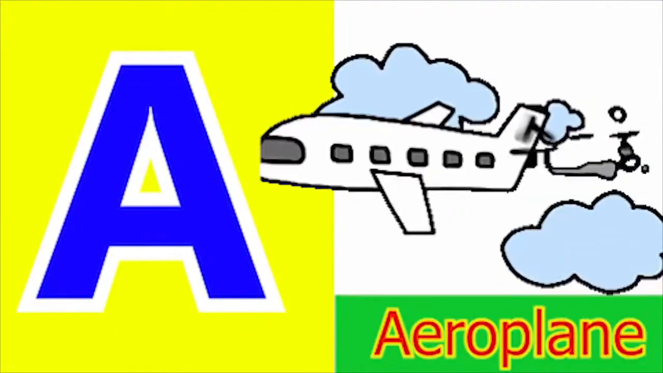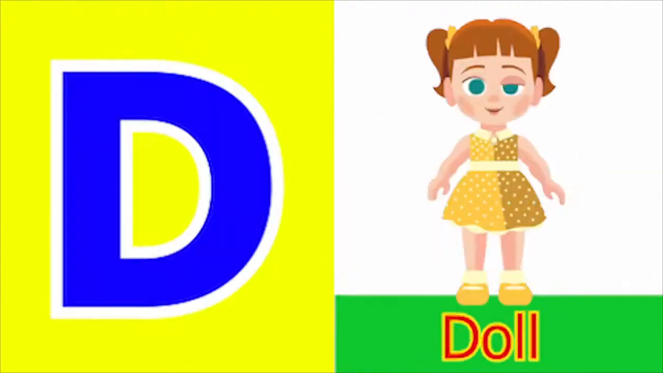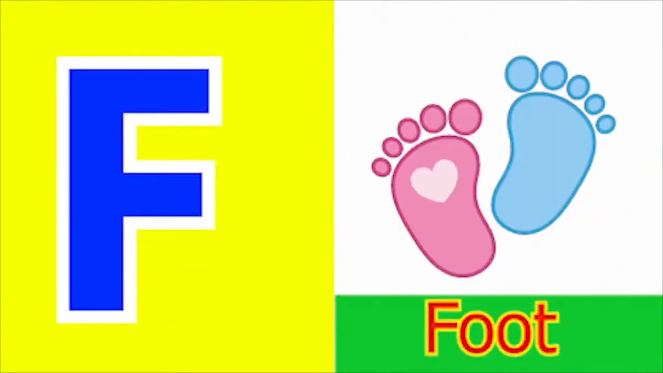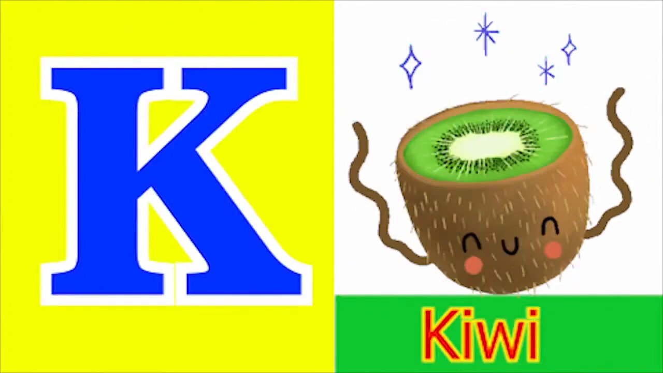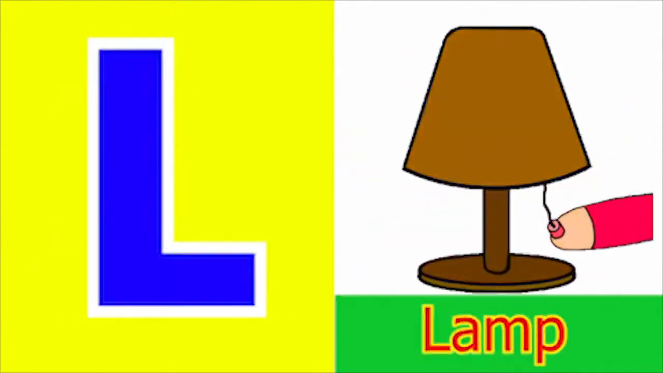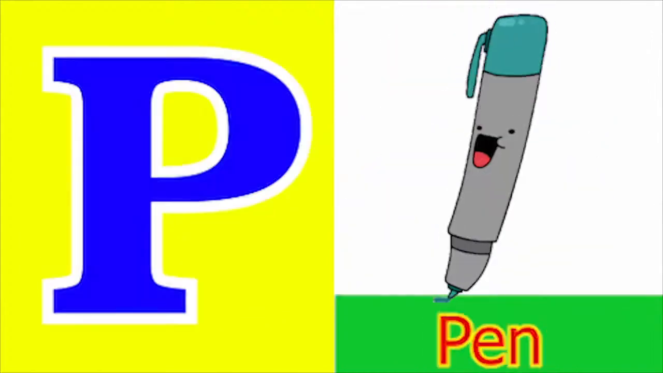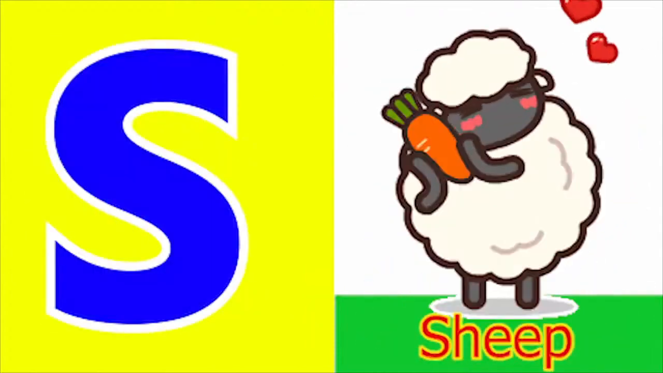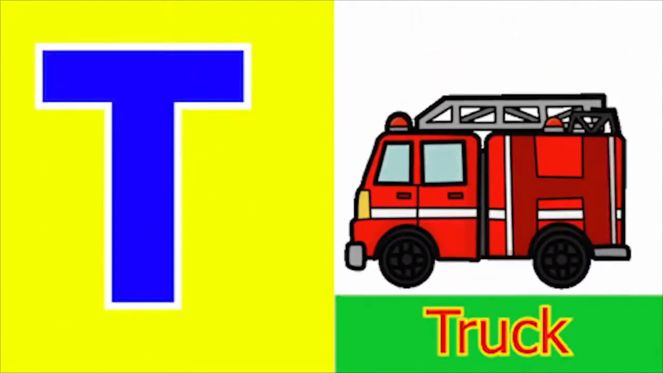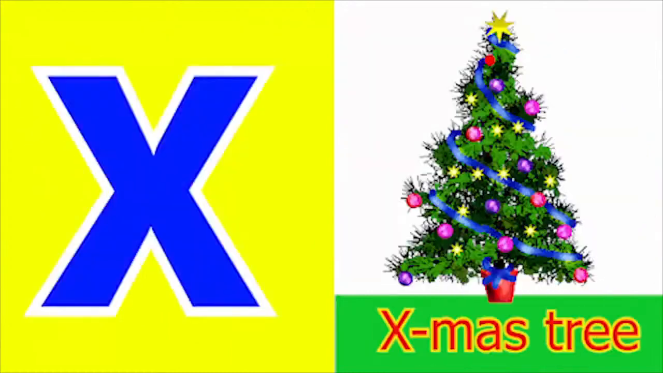A for aeroplane, B for boat, C for candy, D for doll, E for elbow, F for foot, G for glass and H for horn. I for insect, J for jam, K for kiwi, L for lamb, M for mud and N for nose, O for ox and P for pan, Q for quack and R for rain, S for sheep and T for tub, U for utensil, V for van, W for wheel and X for Xmas tree.